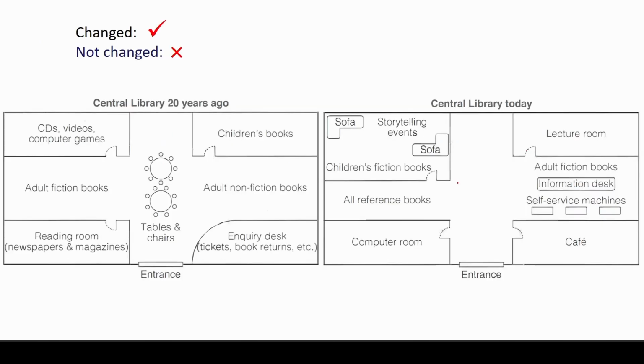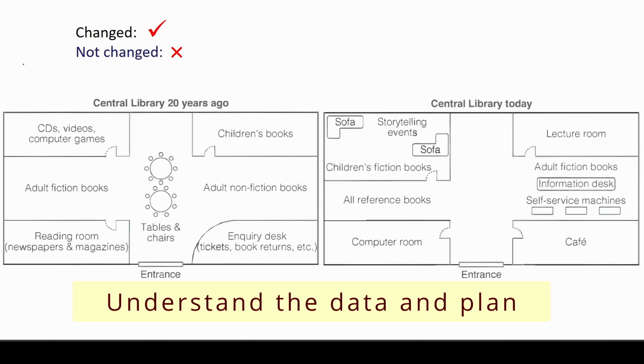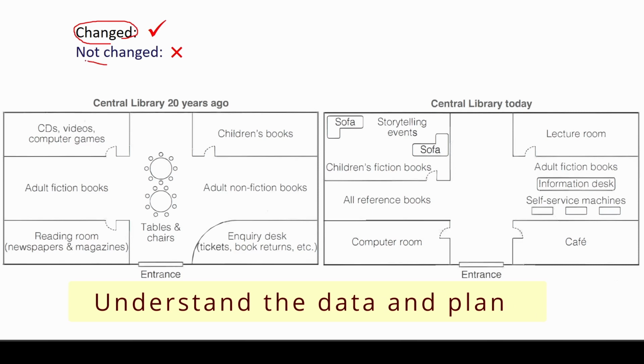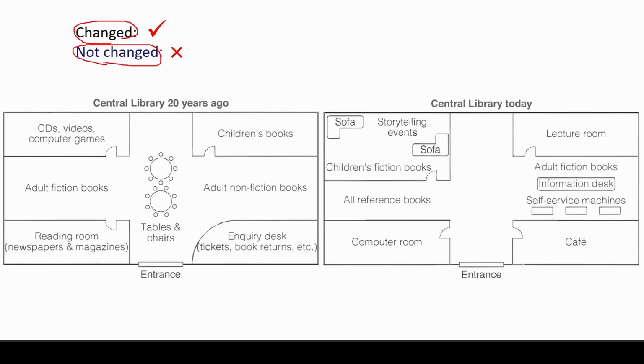So let's spend some time on the diagrams to understand the changes. At this stage, don't be obsessed with vocabulary. Just simply tick for the places that changed and cross for the places that did not change. So the first one, after the entrance on the left, reading room, changed. Inquiry desk on the right, changed. Adult fiction books, changed. Adult non-fiction books, tick, changed.